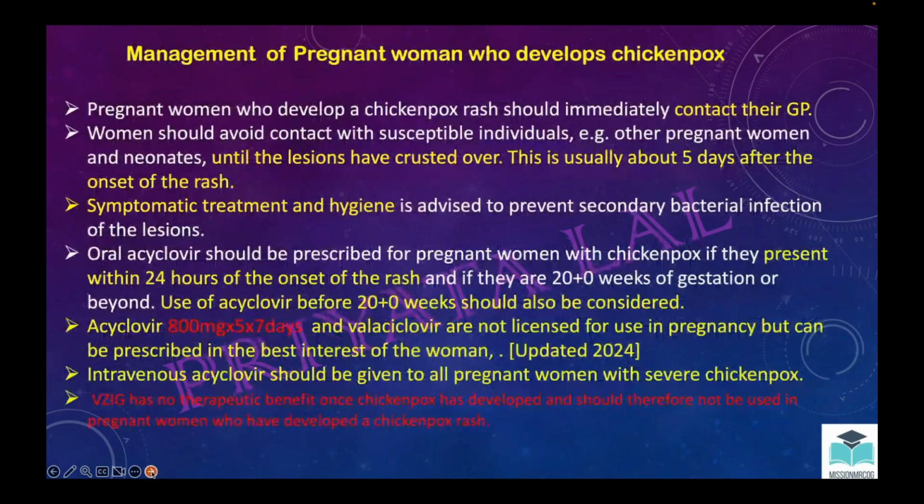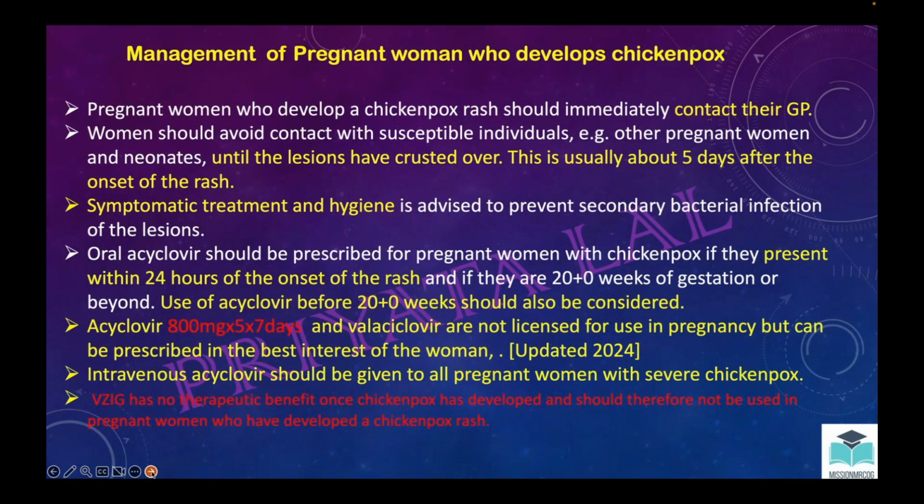Okay. Now, this is very important. You may get this in the viva question also: how to manage a woman who got chickenpox in pregnancy? So, what to do? First of all, the woman who got chickenpox should notify their GP.